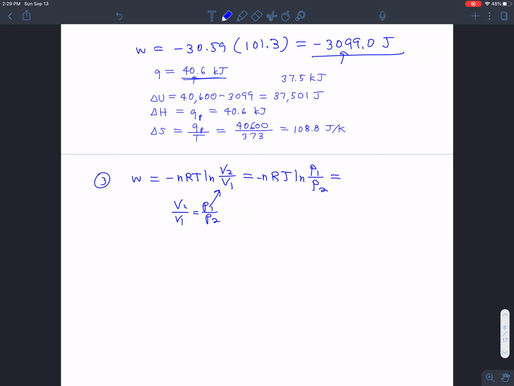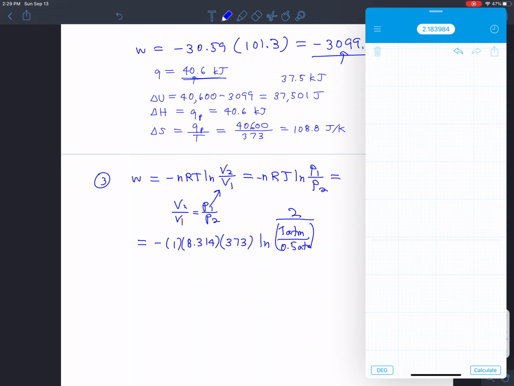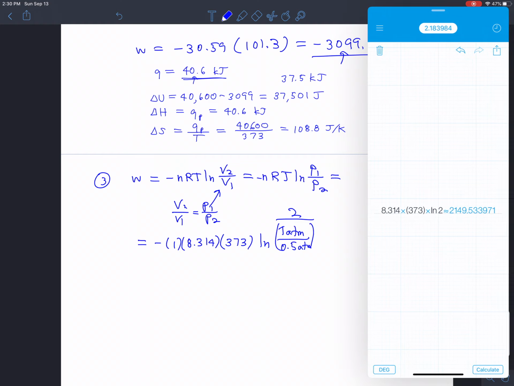We know those pressures, so this is equal to minus 1 times 8.314 times temperature of 373 times log of P1 is 1 atmosphere, P2 is 0.5 atmospheres, and so this whole thing here is just a 2. And that means that the work will be equal to minus 8.314 times 373 times log 2, which is equal to minus 2149.5.